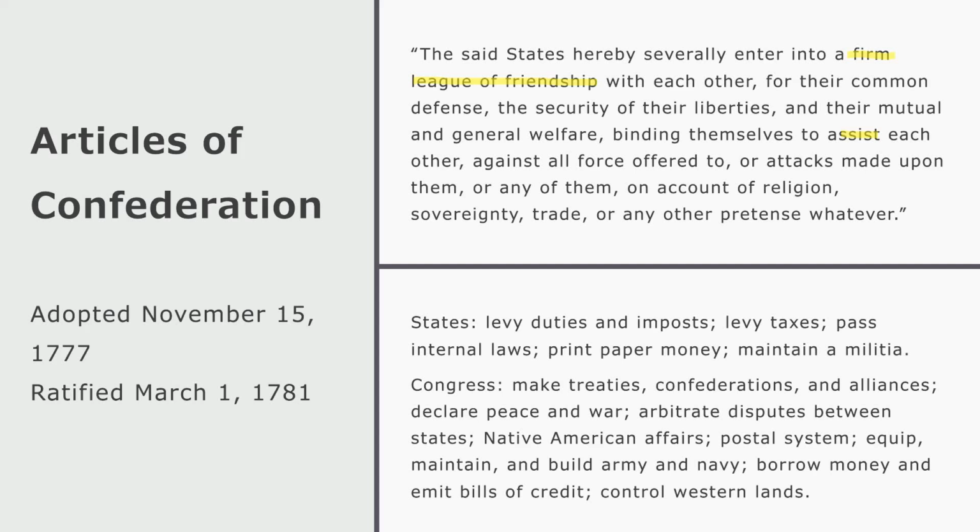Looking at these, some are powers that states still possess today. Today, a state can levy a state tax. They still can pass internal laws. But certain of these rights, certain of these privileges are no longer possessed by them, such as the right to levy a duty or an impost or to print paper money.